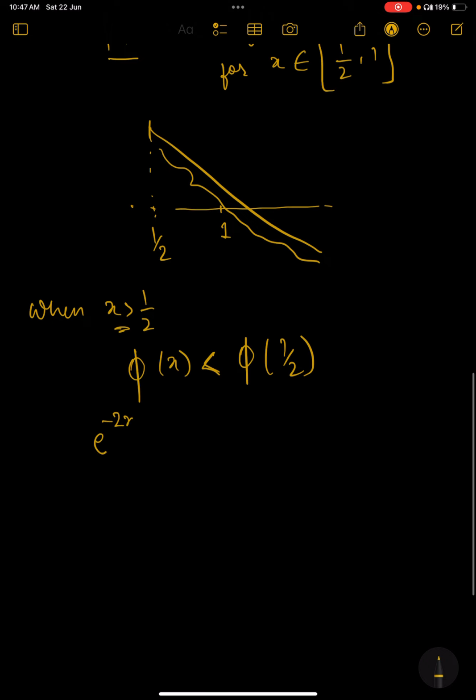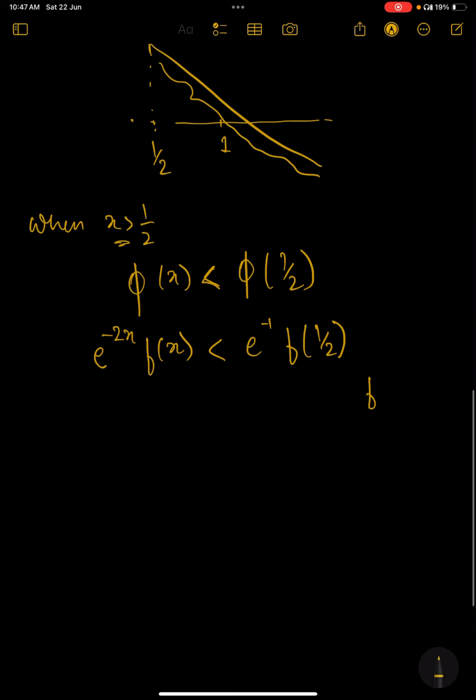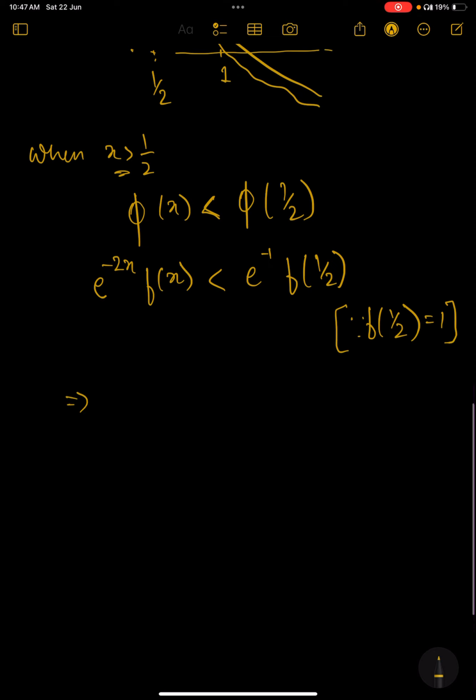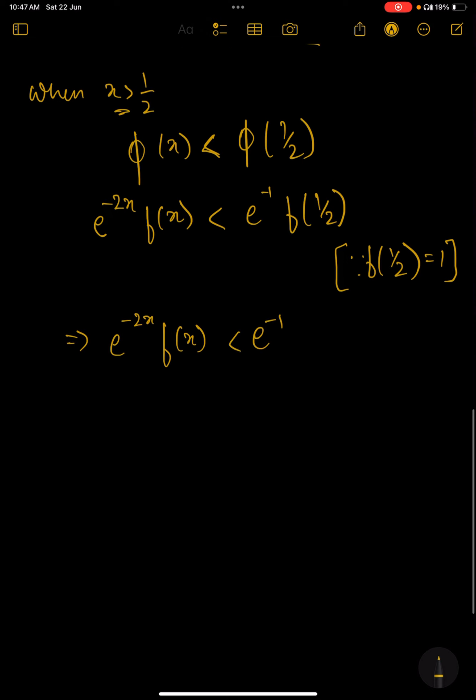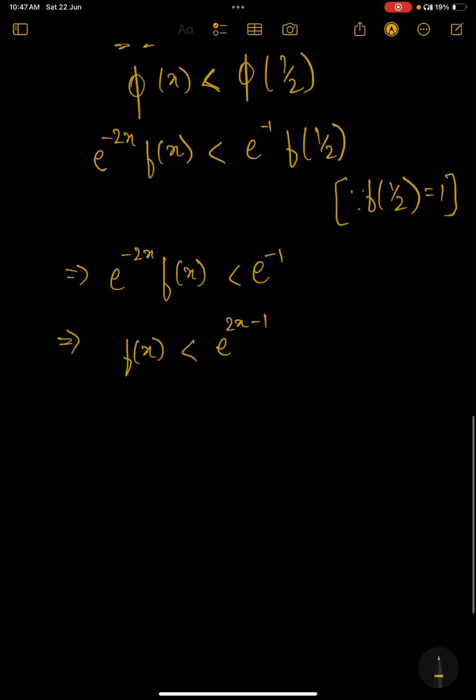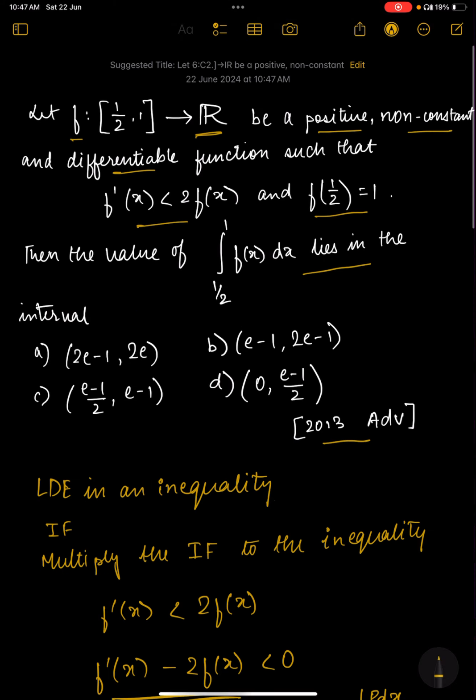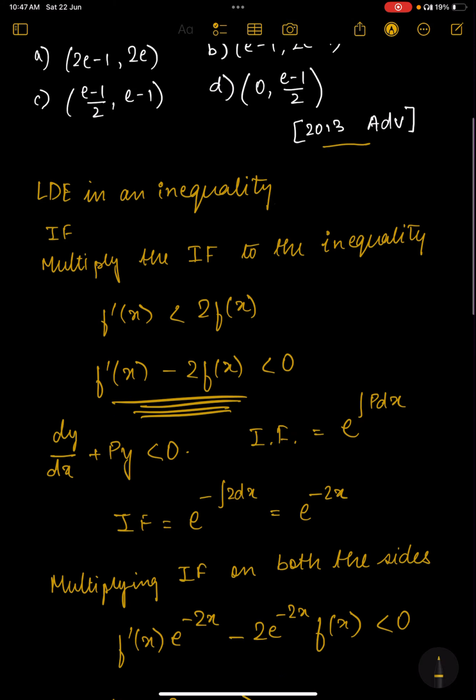So e to the power minus 2x f(x) is less than, applying the value, e to the power minus 1 f(1/2), and f(1/2) is equal to 1, since we know this. Then I can rewrite this as e to the power minus 2x f(x) is less than e to the power minus 1. Now I'll rearrange the terms, and f(x) is less than e to the power 2x minus 1. I also know that f(x) is a positive function, as mentioned in the question itself. So my inequality for f(x) right now stands like this.